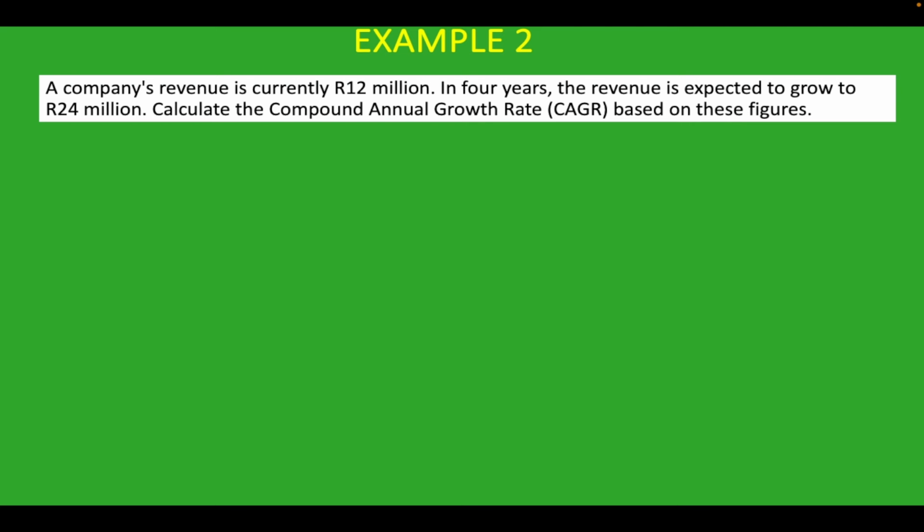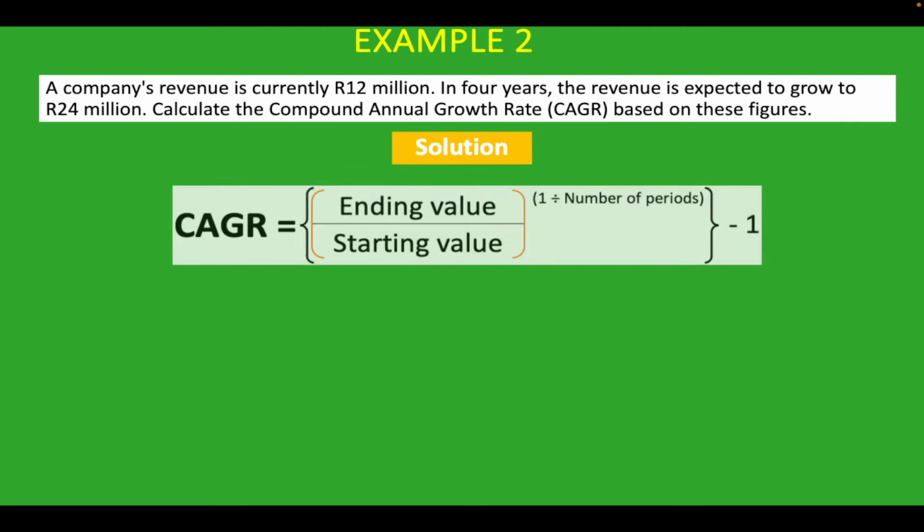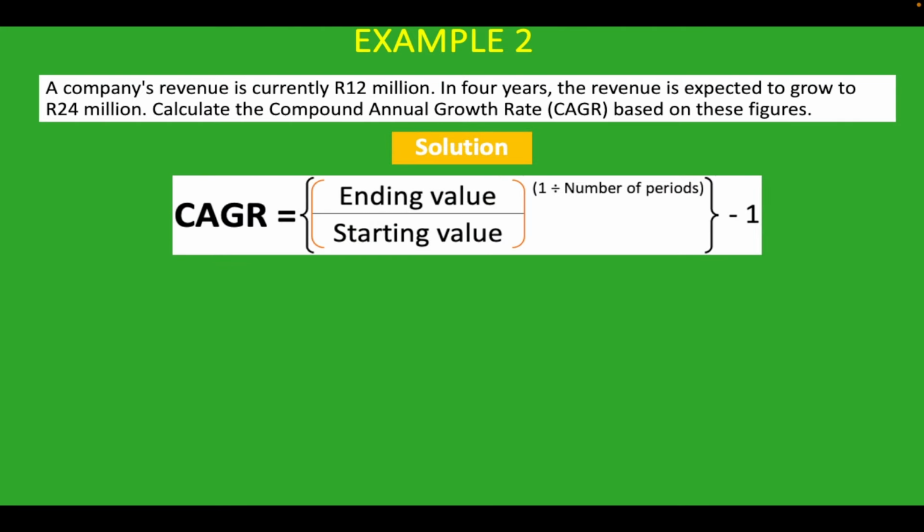Firstly, let's bring up our formula. Okay, so here's our solution, the formula, ending value. Easy to pick up here. In 4 years, the revenue is expected to grow to 24 million Rand. Or the question just told you the value in year 4 is 24 million Rand. Okay, so that's my ending value, 24 million Rand, divided by my starting value, which is 12 million Rand.